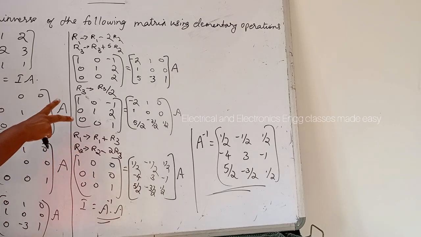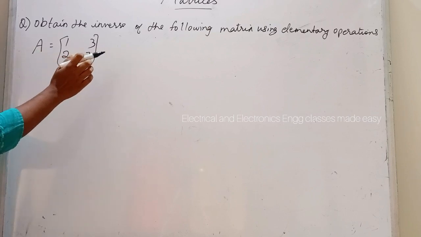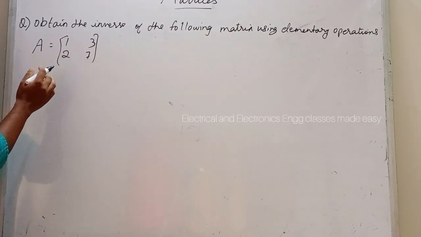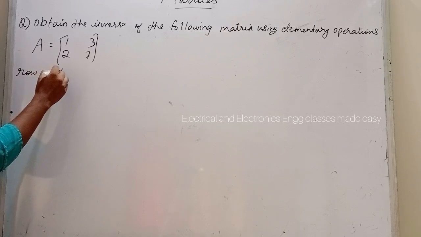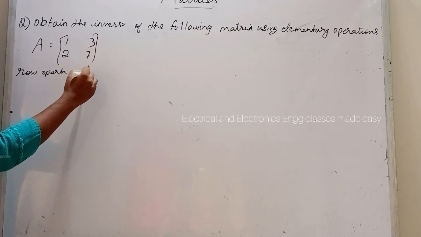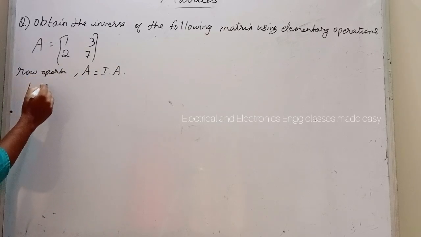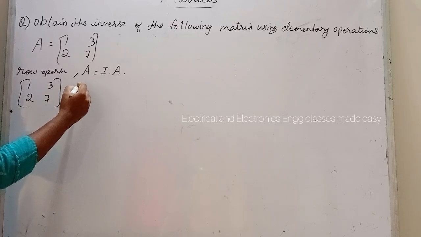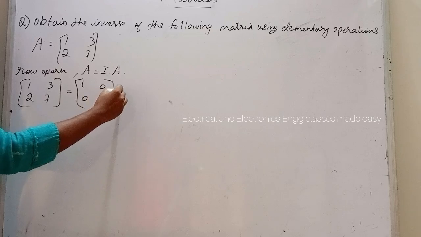So in this way we are doing the elementary row operations. Let us do another problem. Obtain the inverse of the following matrix using elementary operations. So the given matrix is A is equal to 1, 3, 2, 7. So for the row operations, we have to write A is equal to I into A. So put the values 1, 3, 2, 7 equal to I, which is 1, 0, 0, 1, because A is a 2 by 2 matrix, into A.